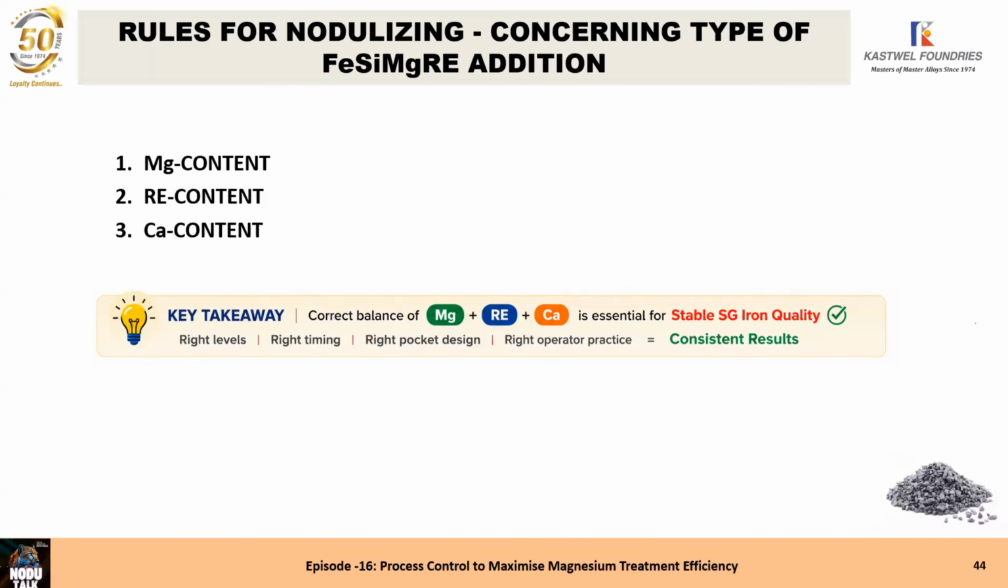Key takeaways: correct balance of magnesium, rare earths and calcium is essential for stable SGN quality. Right levels, right timing, right pocket design, and right operator practice. This gives you consistent results. These are process control requirements that you must keep in mind when using the ferrosilicon magnesium nodularizing treatment.